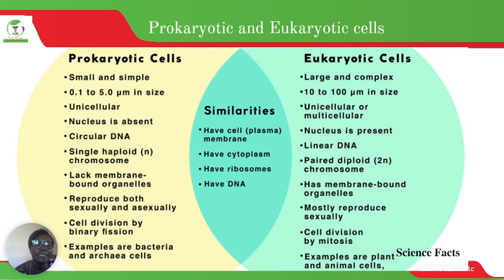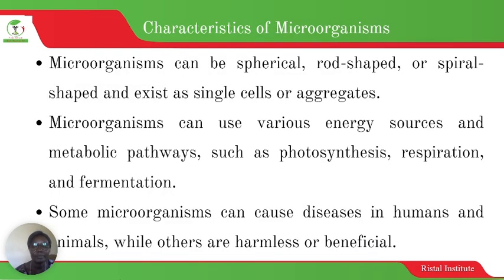The similarities of both prokaryotic and eukaryotic cells are: one, they all have a cell plasma membrane. Also, they have a cytoplasm. They all have ribosomes, and they both have DNA, deoxyribonucleic acid.